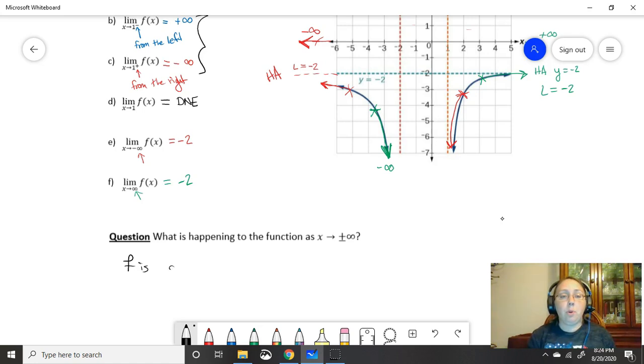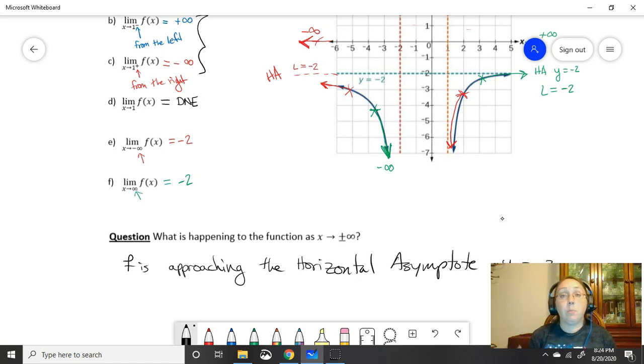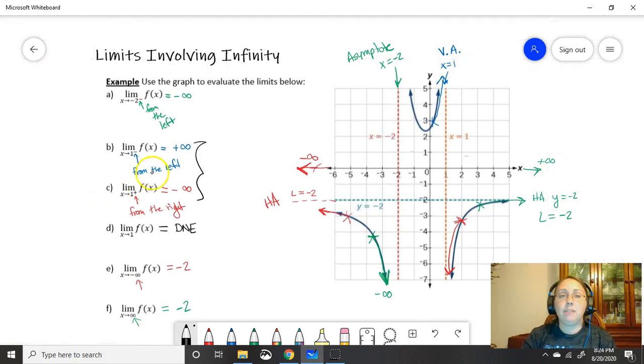f is approaching, what is it approaching? The horizontal asymptote y equals -2. From both directions, or in both directions, it's approaching that same horizontal asymptote. All right. So that's your introduction to limits involving infinity.